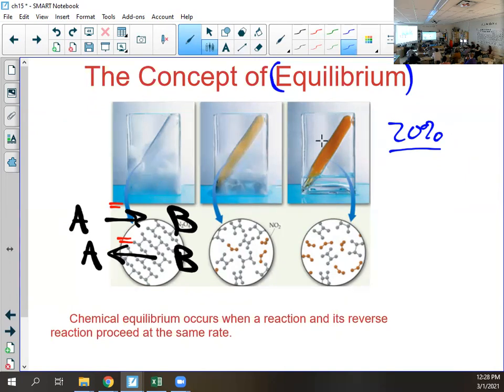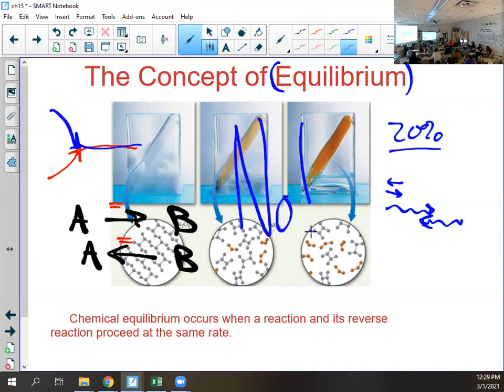Equilibrium is the idea that we make a bunch of stuff, but then we make so much of it that some of it breaks apart, and we eventually come to a rate that goes that way and this way at the same speed. We know that the rate of a reaction is dependent on the concentration of the things. Over time, the concentration of the reactants decreases. The concentration of the products increases until eventually the rates become equal. All right, does that mean you have equal amounts of A and B? No, it means you're exchanging the same amount of A and B.